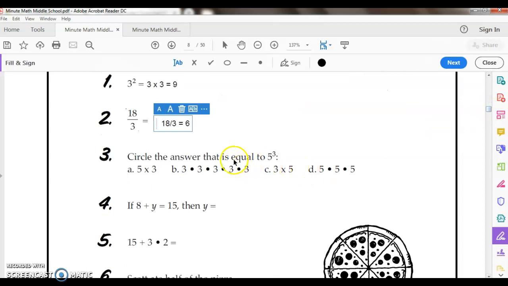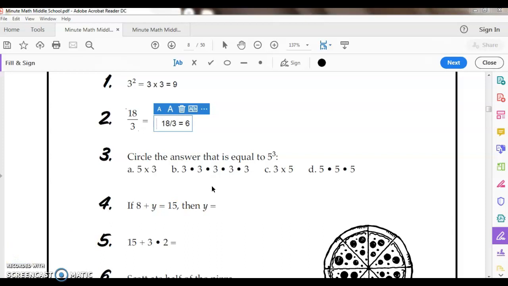Moving on. Circle the answer that equates to 5 cubed. So, like we said earlier in lesson 7, whenever you have a number on top, whether it's 3, you're going to multiply that by that amount. So the only answer that is correct in this one is D, because 5 times 5 times 5, it's 3 times, and it's cubed. Correct.